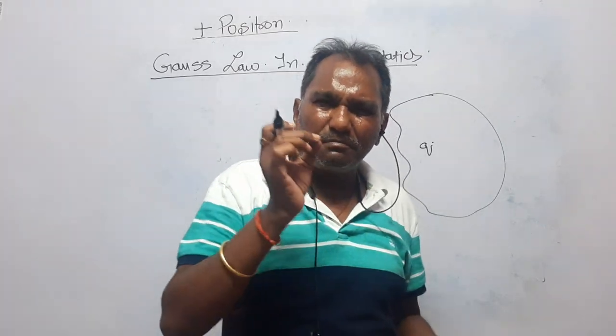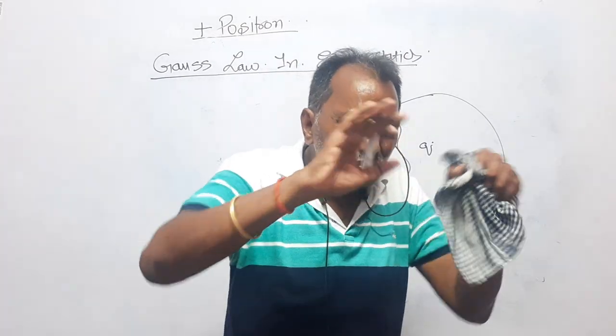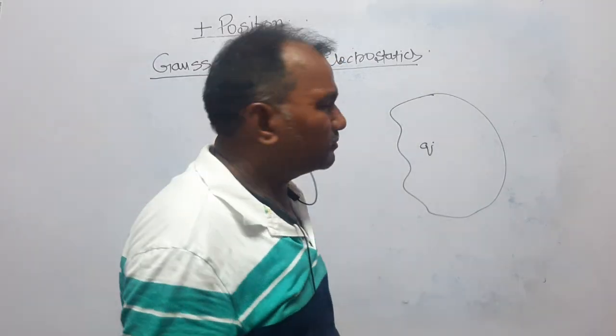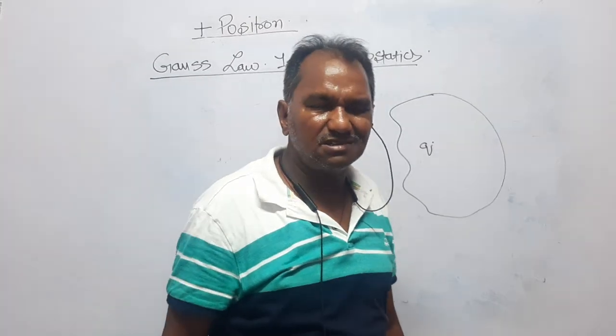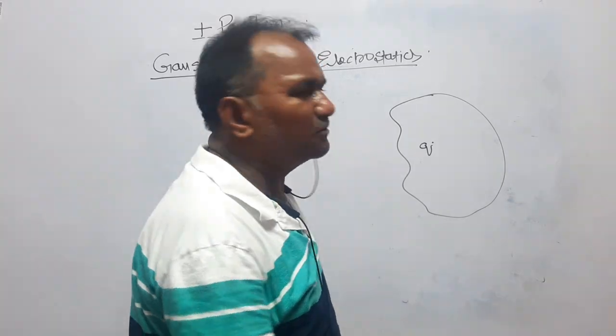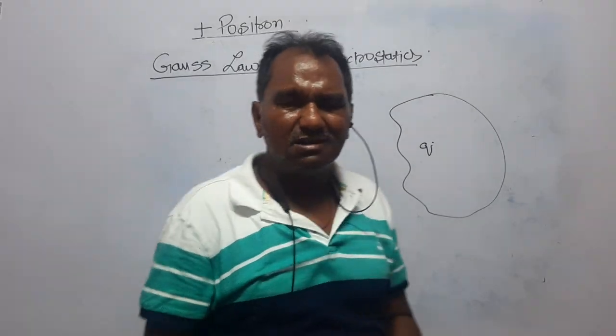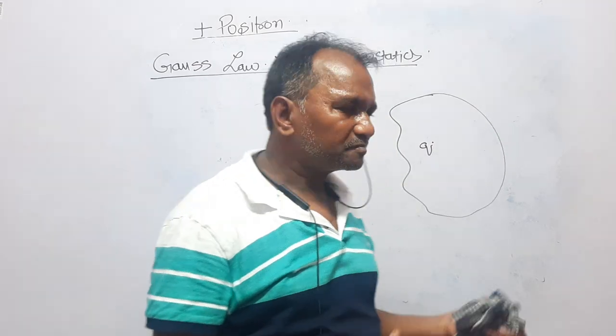Gauss law is applicable for closed bodies. So, this is a body, irregular kind of body, and it consists of the charge Q, which has been kept anywhere within the body. Now, what does Gauss law explain?